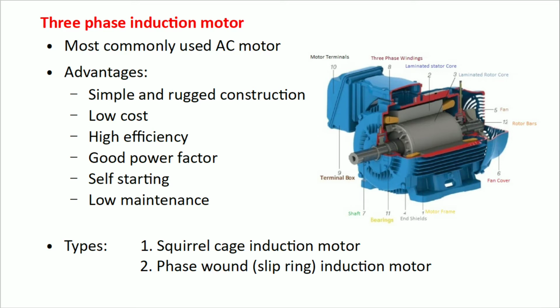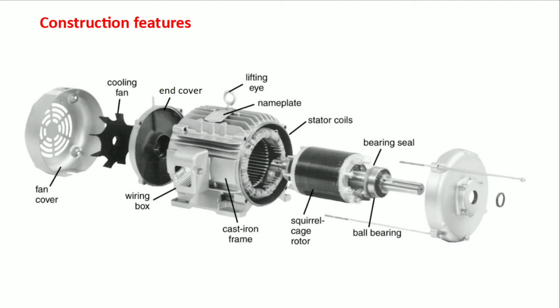These motors are of two types: squirrel cage induction motor and phase wound or slip ring induction motor. These types are based on the type of rotor used in the motor. This diagram shows the motor with squirrel cage rotor. So this is a squirrel cage induction motor. The main parts of the motor are shown in this diagram.